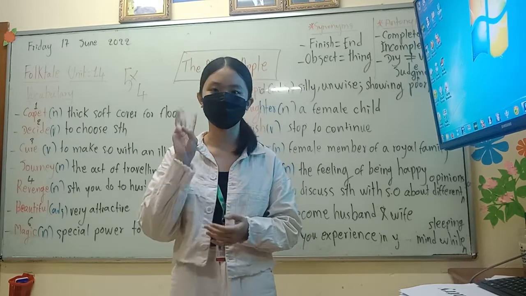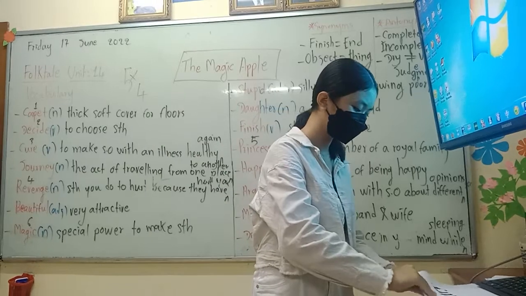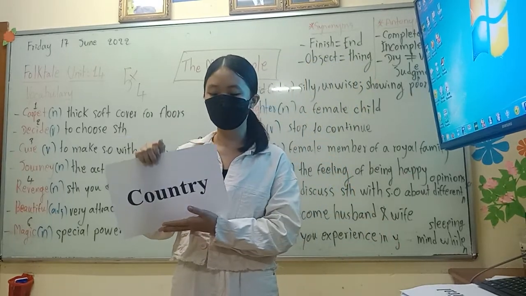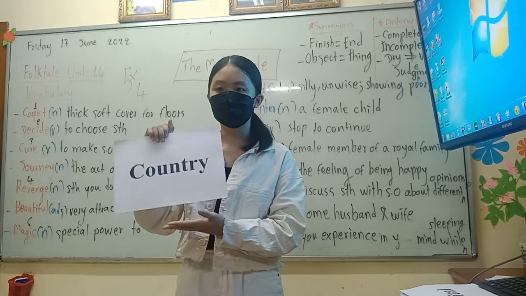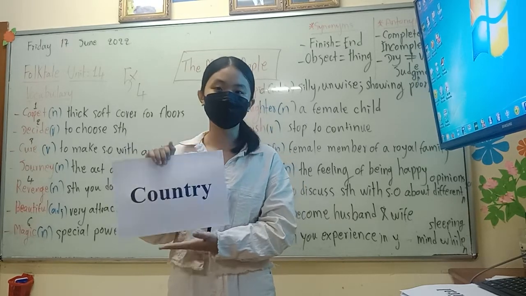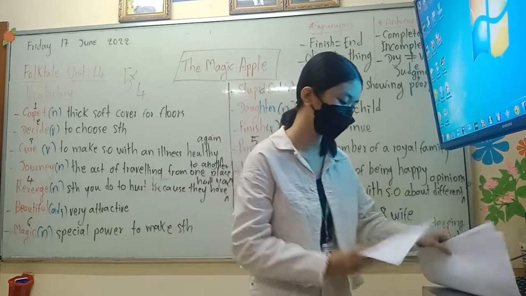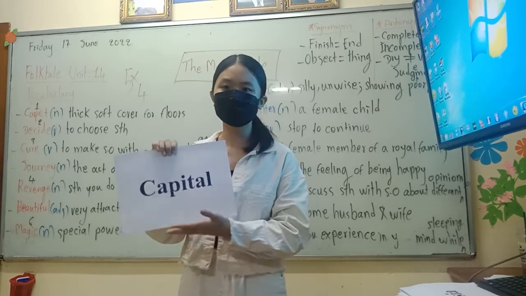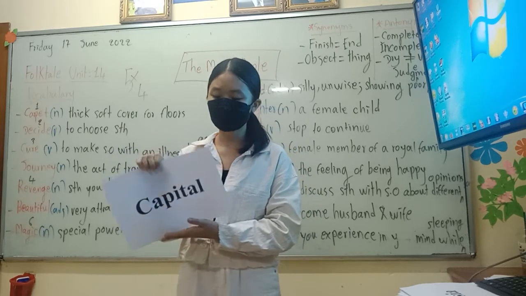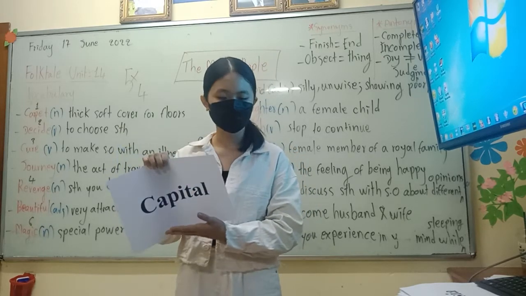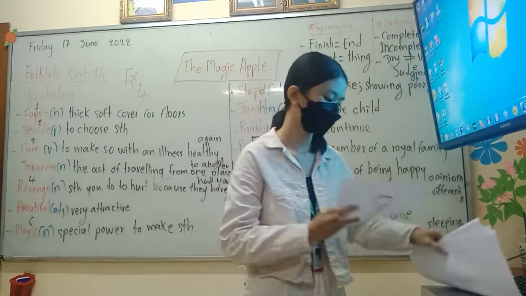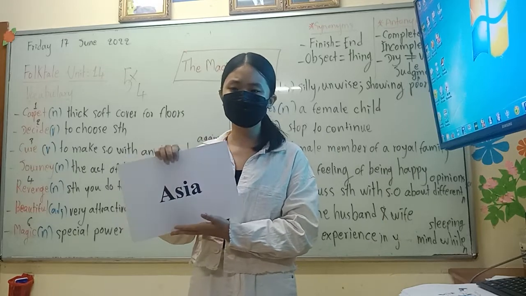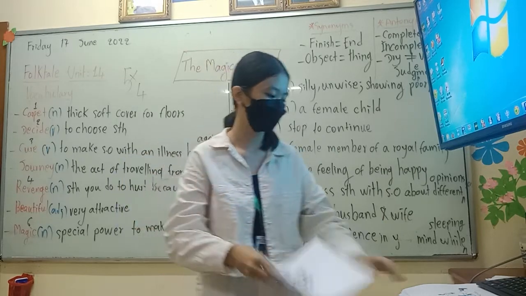According to the topic, there are 3 keywords, and they are countries. A country is a nation with its own government occupying a particular territory. Capital is a city that is the official seat of government of a state. Asia means the largest of the continents.